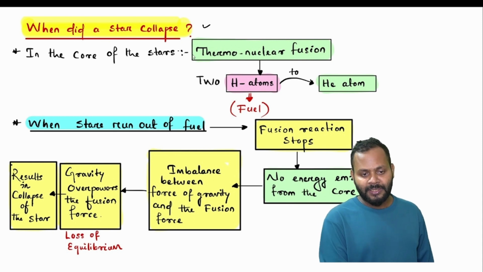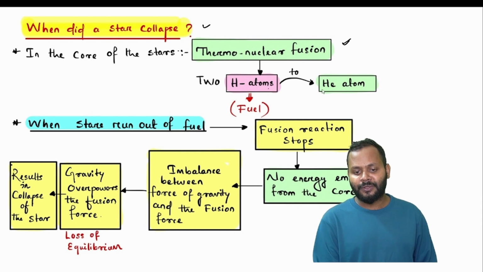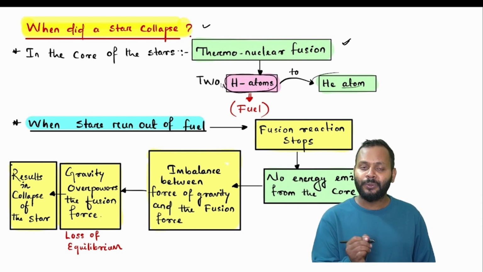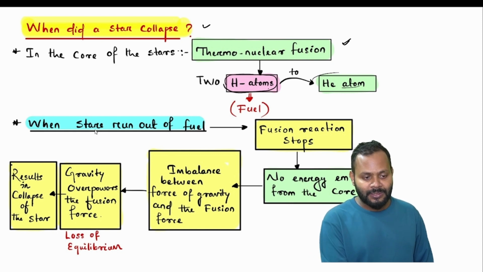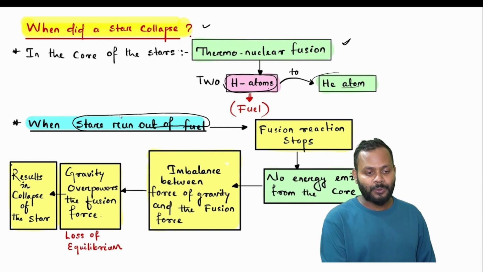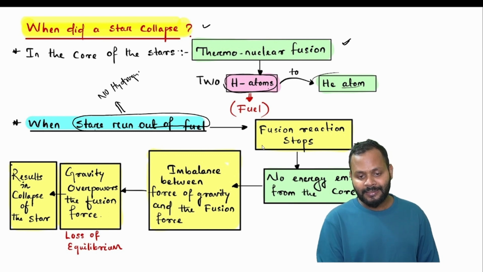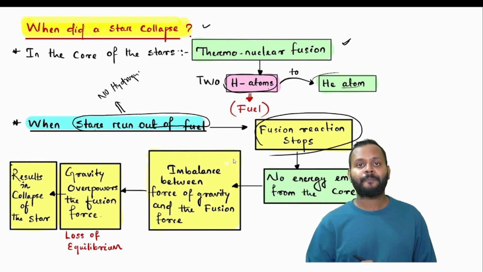In the core of the star there is thermonuclear fusion, where two hydrogen atoms become helium, and the hydrogen atom is considered to be the fuel. When the star runs out of fuel, it means there is no hydrogen. In this particular case, the fusion reaction stops.